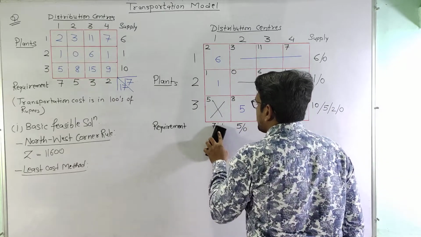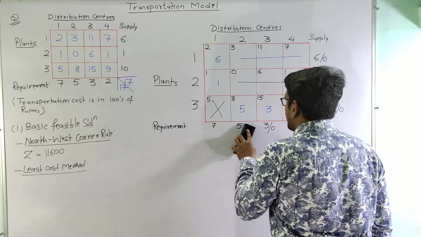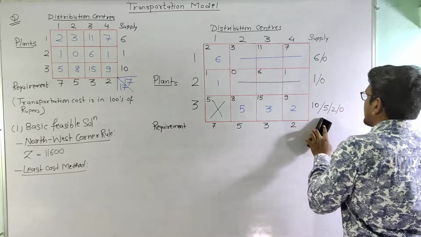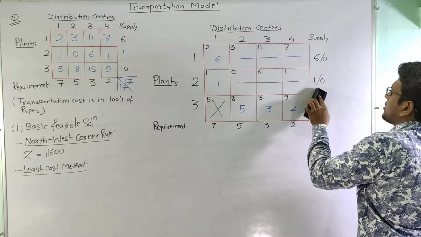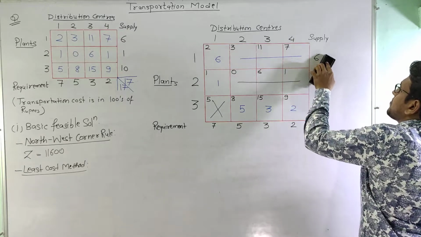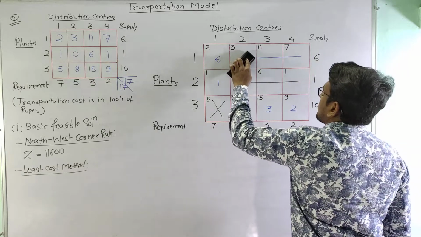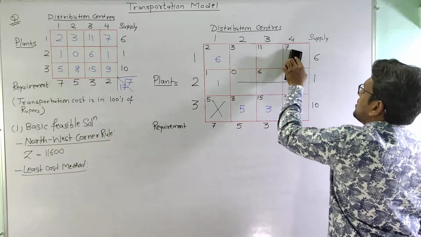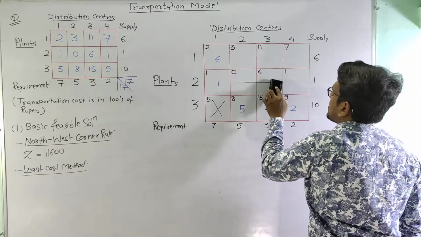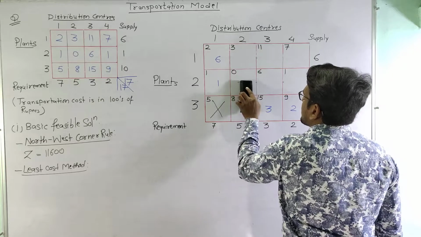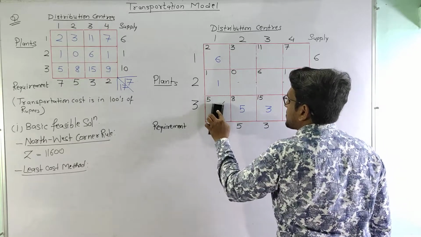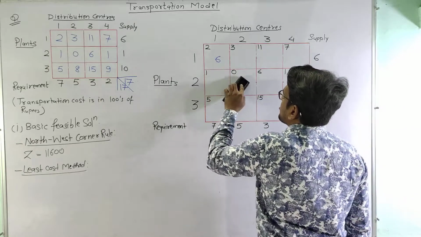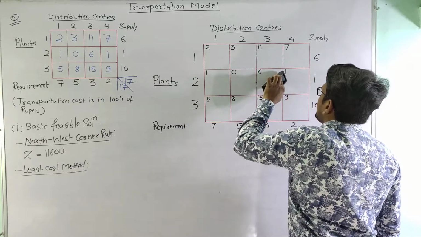Now in the least cost method, what we'll do is we will focus on the least transportation cost given in the matrix table. Okay, we will focus on the least transportation cost given in the matrix. So let us see in this particular matrix how we can solve this.